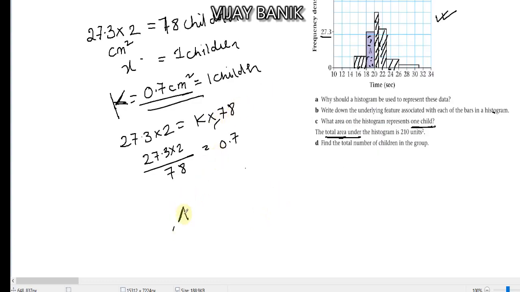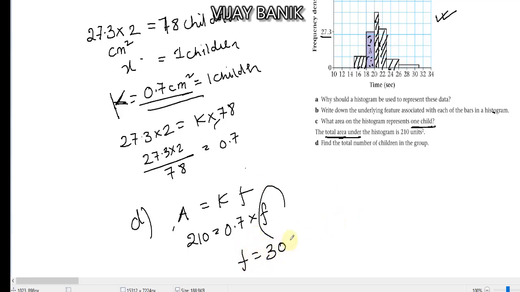I'm doing the D part. Area is equal to k into f. How much is the total area? 210. K is 0.7. The frequency is what we are supposed to find: how many kids are there in total? So 210 divided by 0.7. How much is it? Frequency is 300. That means there are about 300 children solving that puzzle. I hope you understood this question.